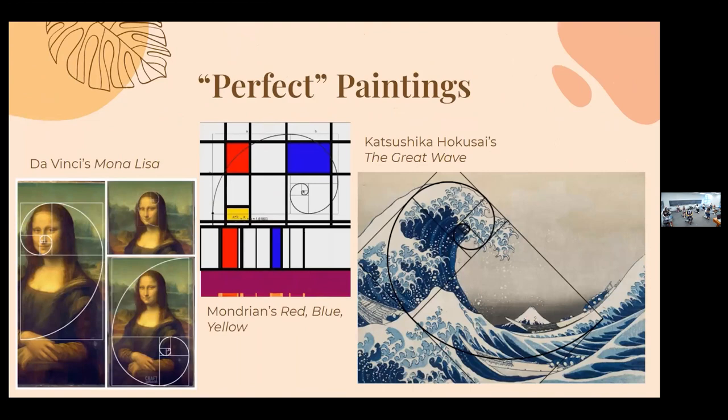And here are some examples of paintings that use the Fibonacci spiral, which basically means they're aligned to the golden ratio. Examples include Da Vinci's Mona Lisa, Mondrian's Red, Blue, and Yellow, and The Great Wave.